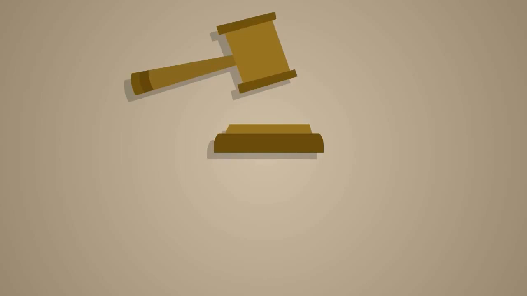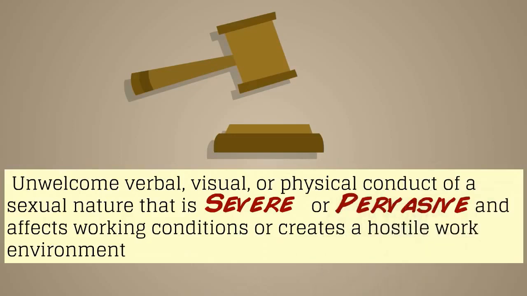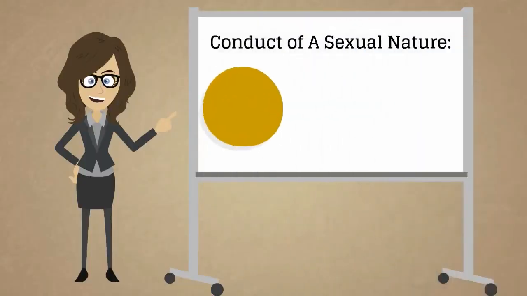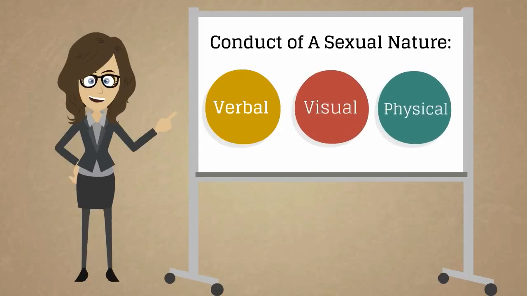The law defines sexual harassment as unwelcome verbal, visual, or physical conduct of a sexual nature that is severe or pervasive and affects working conditions or creates a hostile work environment. Conduct of a sexual nature is broken into 3 parts: verbal, visual, and physical.